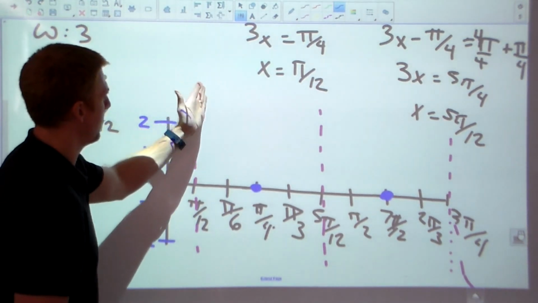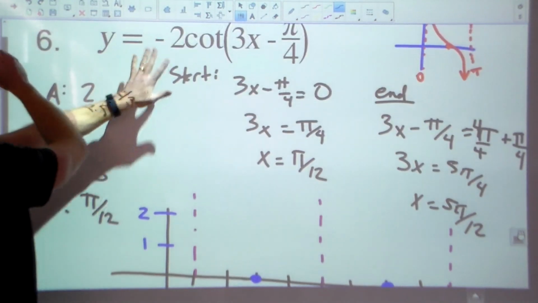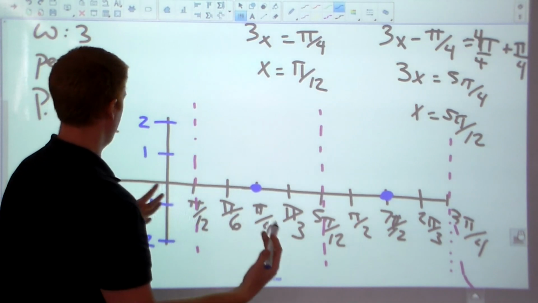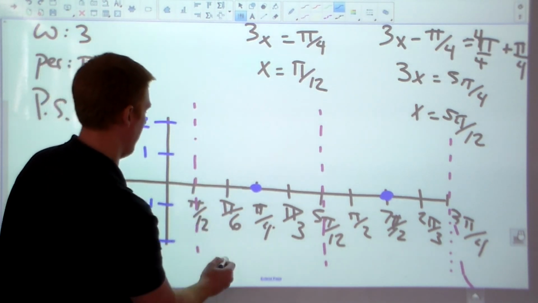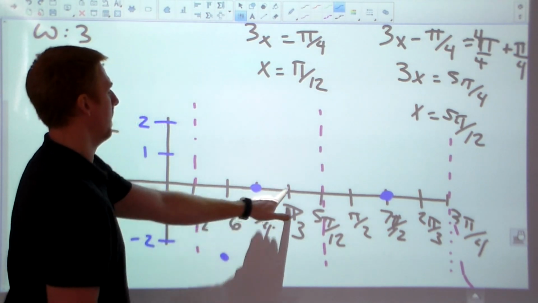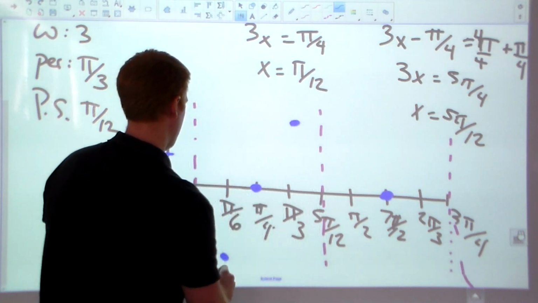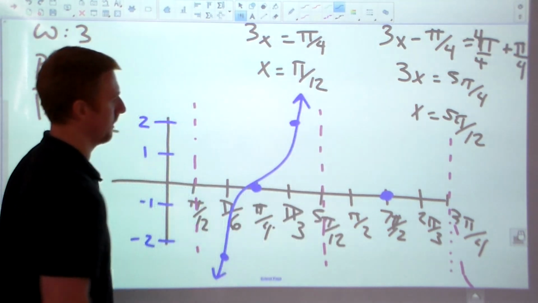All right, remember, cotangent again would come down, but that -2 out front is going to flip things around. So had it been just a 2 out front, at pi over 6 we'd be up at 2, but we're going to be down at -2. And at pi over 3 we would have been down here, but we're going to be up at 2. So it flips it around. And just make sure you don't touch your asymptote. Make sure you got arrows on the end.